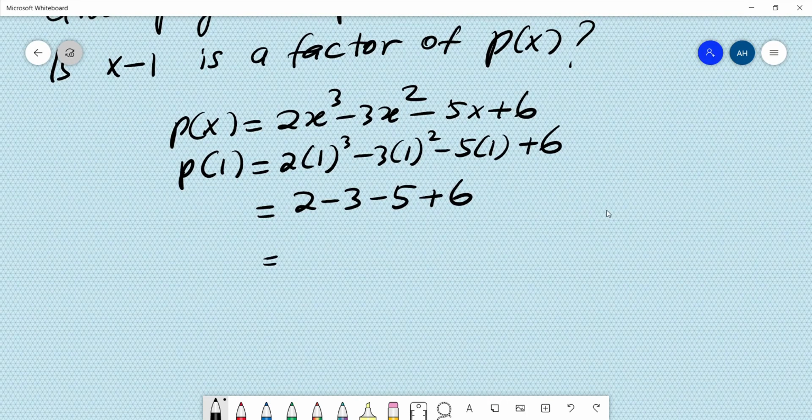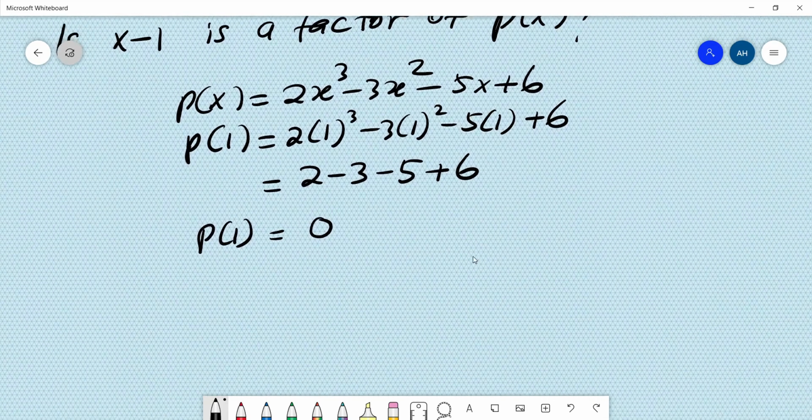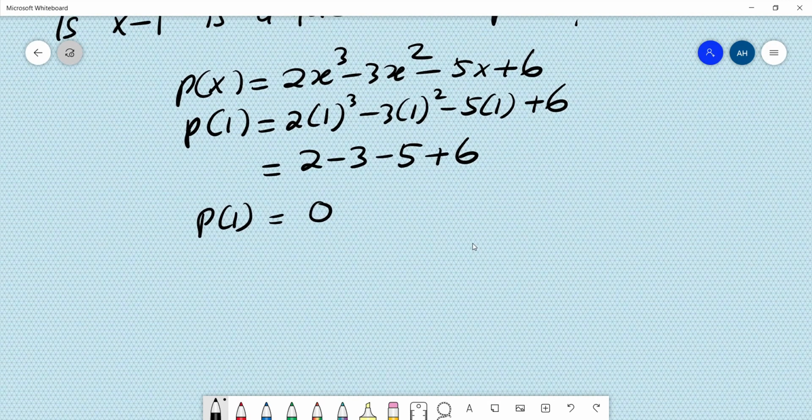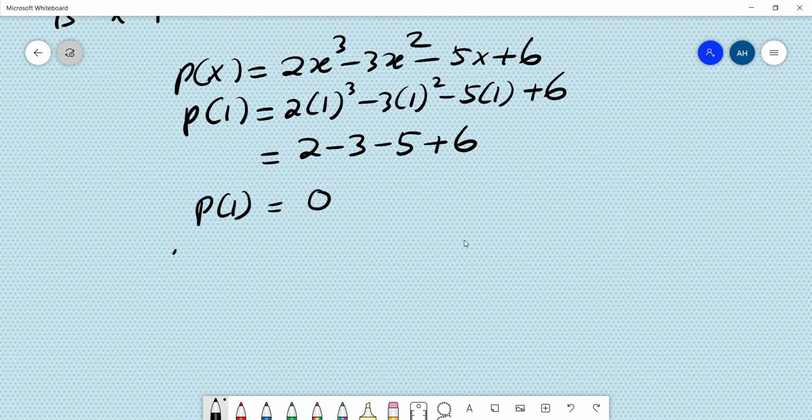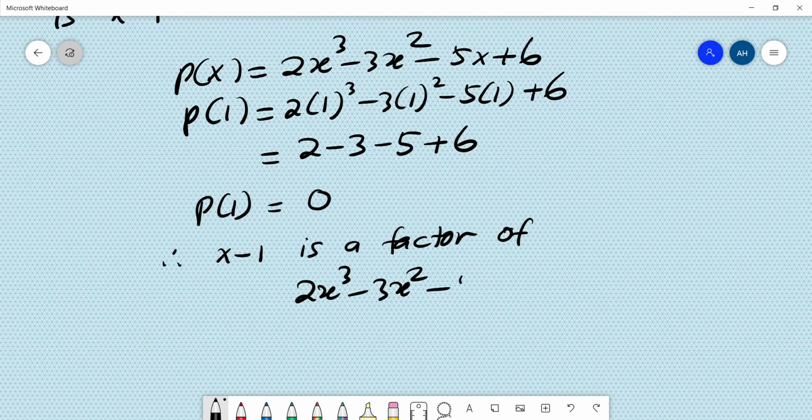2 minus 3 is negative 1, negative 1 minus 5 is negative 6, negative 6 plus 6 is equal to 0. Yeah, we have P(1) exactly equal to 0. Now, what that says according to the factor theorem is that we can conclude, therefore, x minus 1 is a factor of that polynomial, that is 2x cubed minus 3x squared minus 5x plus 6.